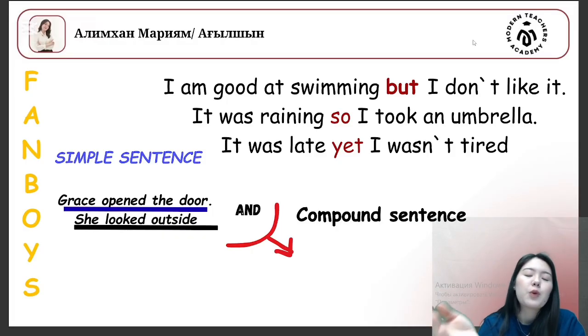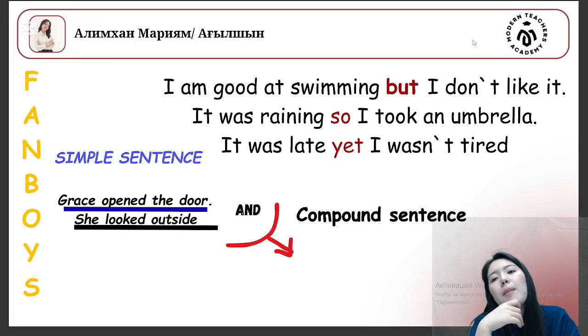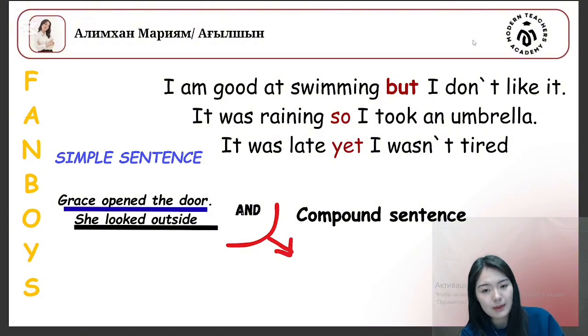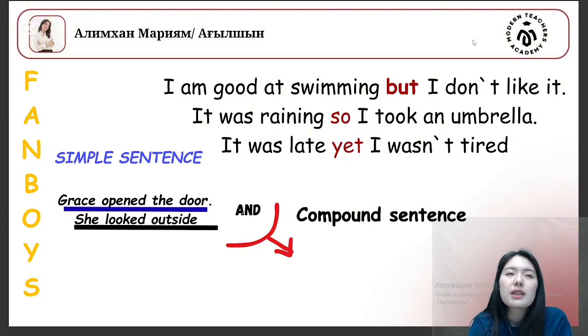And here we are: I am good at swimming, but I don't like it. In the first clause, I am good at swimming, we have I as a subject. I am good at something. It means it's a verb. What does the subject do? Good at something. Second, we have a coordinating conjunction, but, and I don't like it. Here in the second clause, we have I and don't like it, which is a verb.